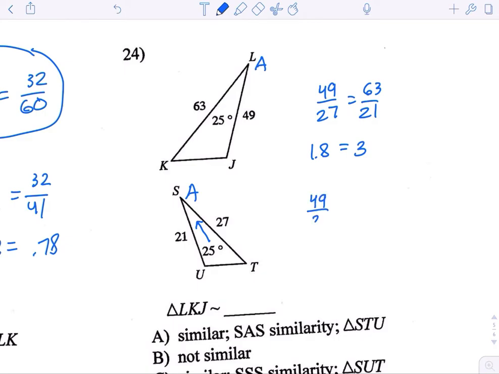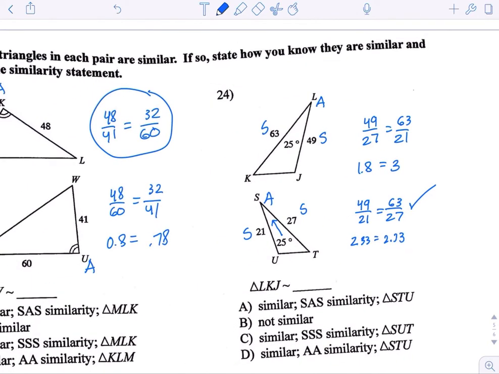49 over 21 is equal to 63 over 27. Let's see if this changes anything. So 49 divided by 21 gives us like 2.33. Is that equal to 63 over 27? Ooh, which is also 2.33. So this is good. So then these sides are proportional and these sides are proportional, which means we have side angle side similarity theorem. So answer is A.